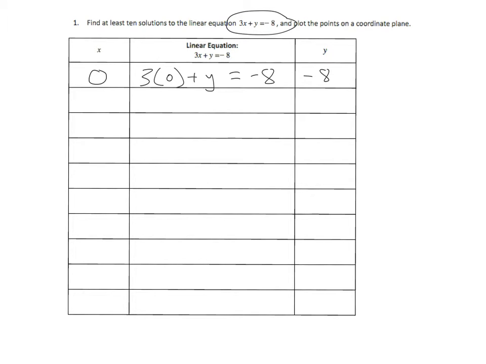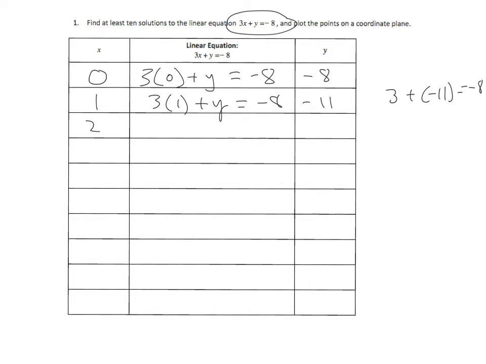And I could continue with a 1 for x. So if I put in 1, 3 times 1 is 3. So I'm asking myself, what do I have to add to 3 to get to -8? Well, I'd have to add -11. Because if I'm adding 3, I know that y must be more negative because I'm making the value of the output increase. So I need to have -11. And you can check that by saying, okay, 3 plus -11 does equal -8. I think you can check just by plugging it in if you really want to see.